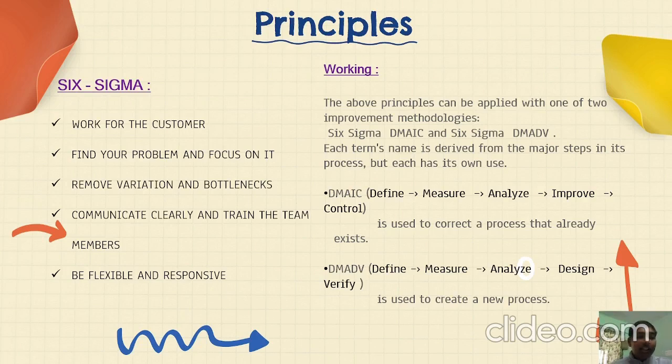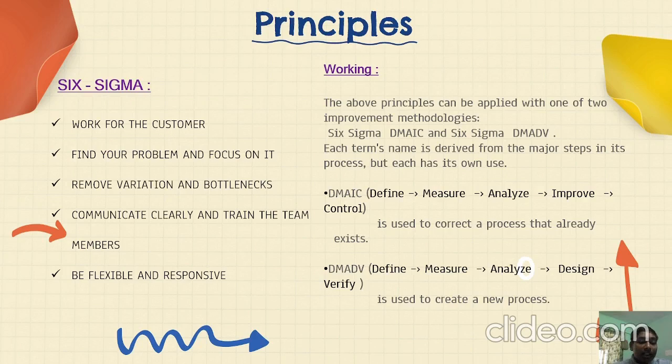The next is communicate clearly and train the team members. Lean Six Sigma fundamentals require that all the team members are versed in LSS, know the goal of the project, and are informed of its process. Six Sigma methodology can cause tremendous changes and requires specialized focus on the part of management.